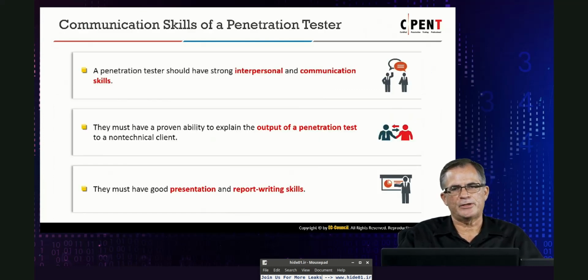Communication skills. You got to be able to communicate with people because you're going to be part of a team. So as a team, we have to work together as a team, right? We have to make sure we can explain what the output or the report is telling to the client in non-technical terms. So presentation, report writing skills are essential as well.